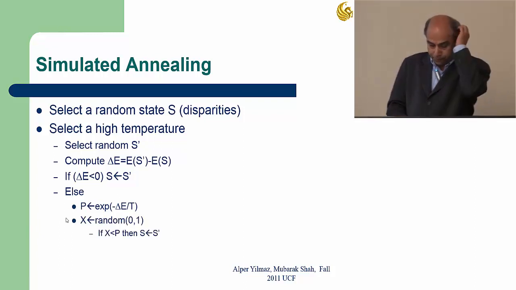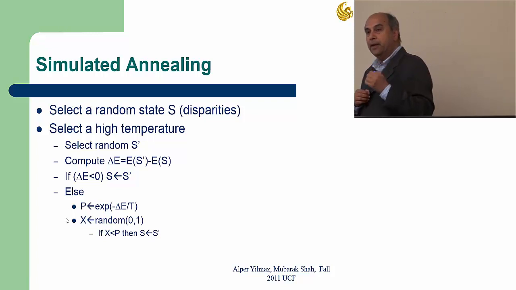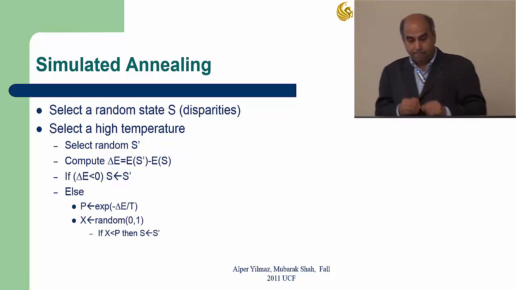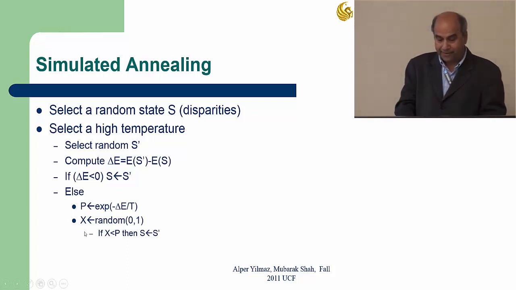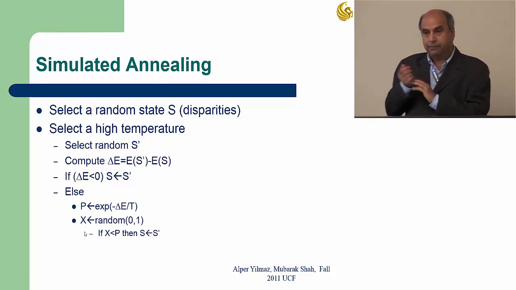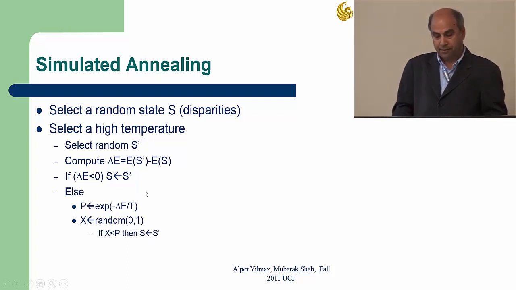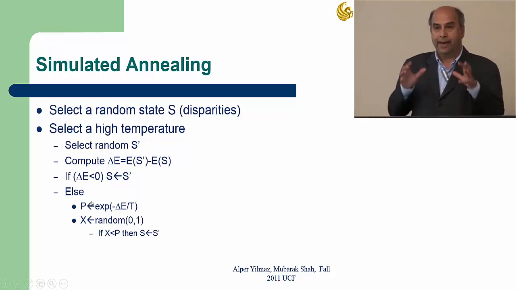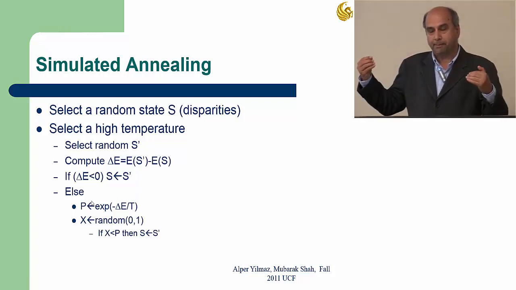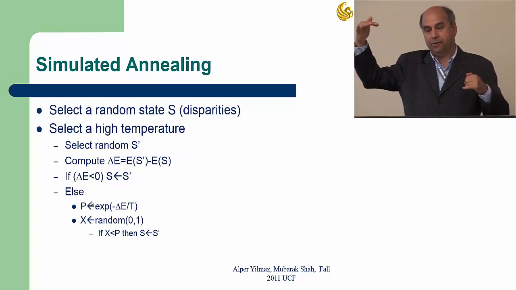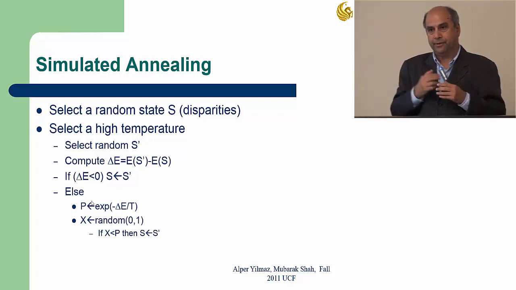And now that we have a P, we generate a random number between 0 and 1. If this random number X is less than P, then we will take that state. If it is not, we will not take it. So that's the algorithm. Temperature is here to compute the P. We have a starting temperature, and there's a whole schedule where you start with 100, then every time you reduce by 10% and so on. There are all these details, okay?